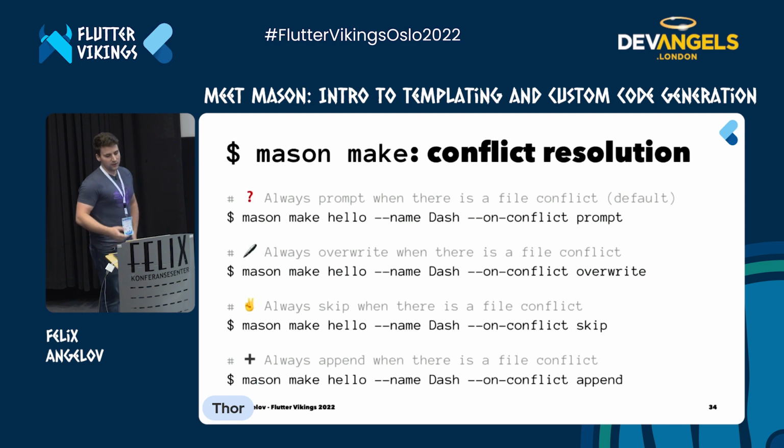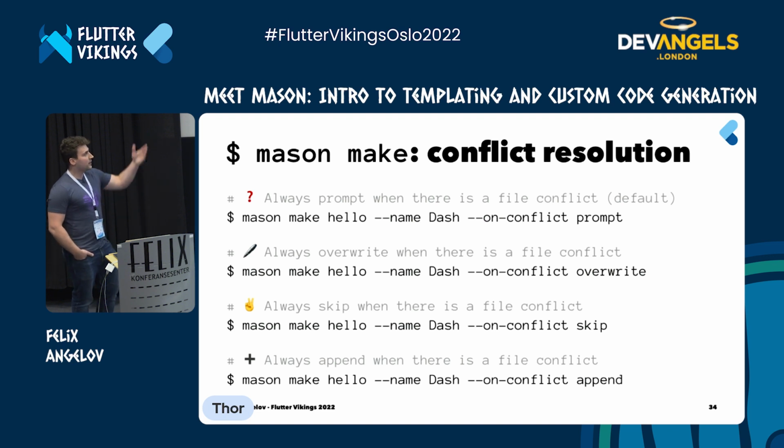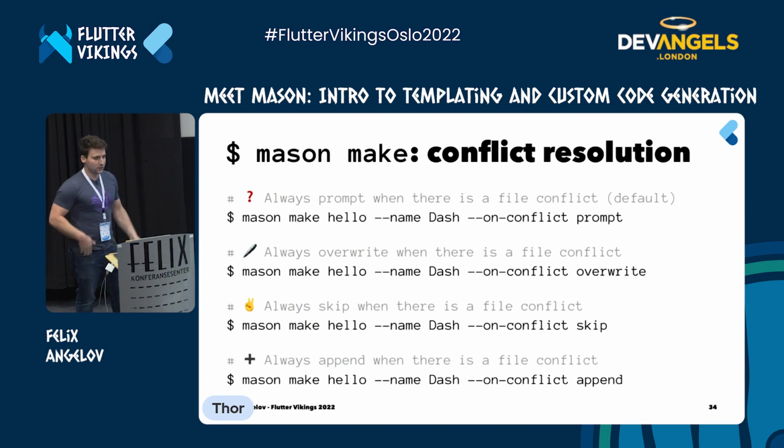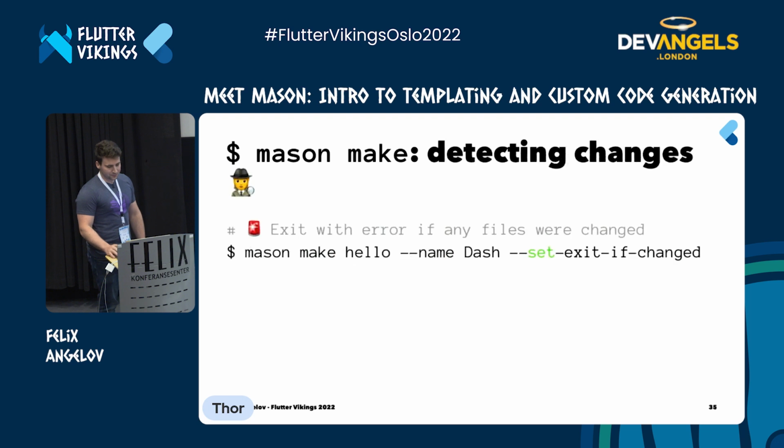And there's also an ability to specify the conflict resolution strategy directly as a command line arg. So you can say on-conflict. By default, it's prompt, but you can also specify overwrite, skip, or append. So you have some control over how to handle file conflicts when using Mason.